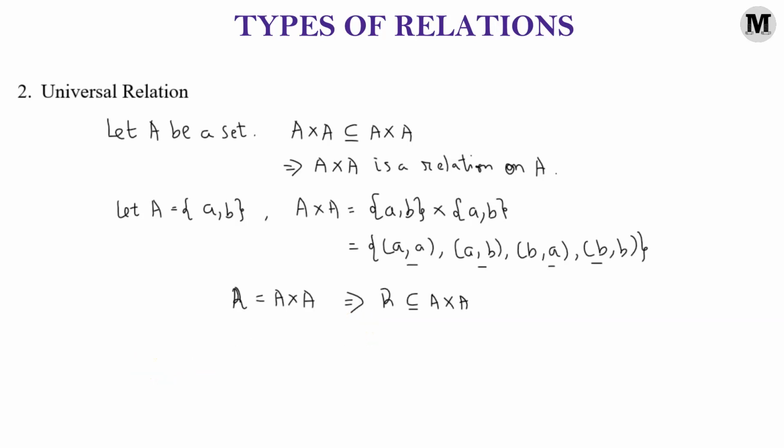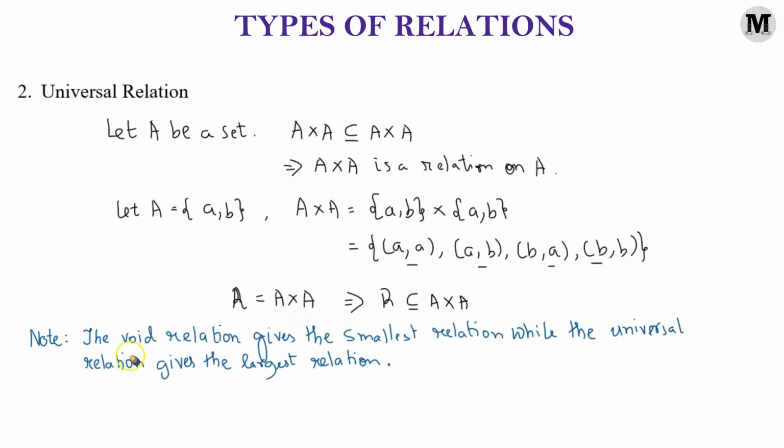Now, in the void relation and in the universal relation, what we can say here is that the void relation, or the empty relation, is going to give us the smallest relation on A, whereas the universal relation is going to give us the largest relation on A. That's because the void relation does not have any ordered pairs, whereas the universal relation is going to have all of the ordered pairs. Okay, moving on to the next type of relation.